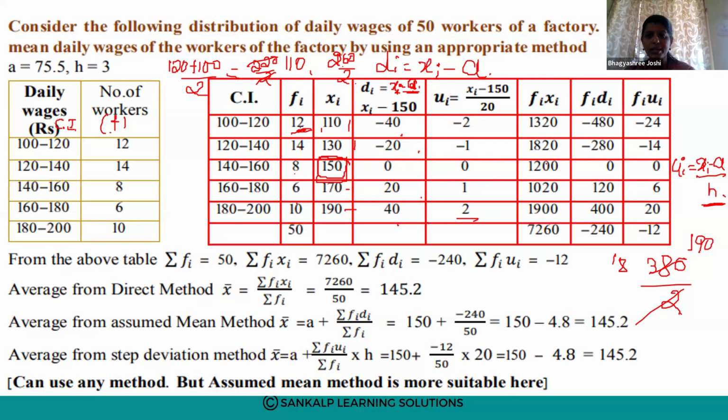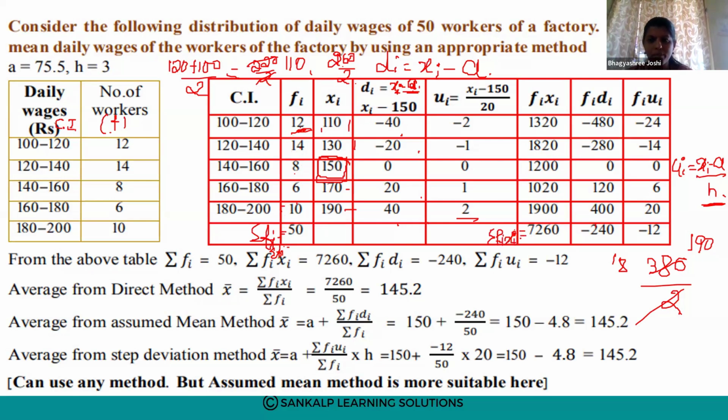Now we'll calculate the summation of Fi Xi, the summation of Fi Di and the summation of Fi Ui. First, the summation of Fi, that is sigma Fi. Sigma Fi means add all these values. 12 plus 14, 26, 26 plus 8, 34, 34 plus 6, that is 40, plus 10, that is 50. Sigma Fi is 50.